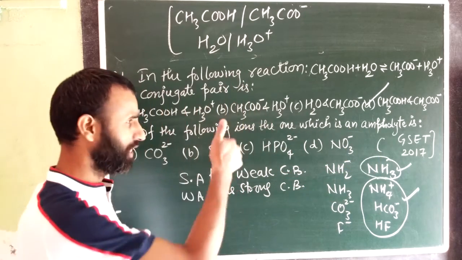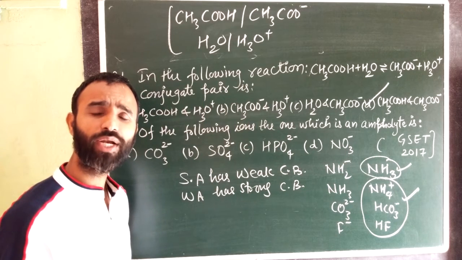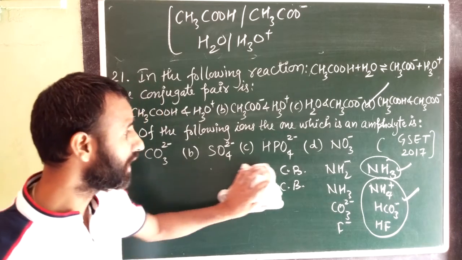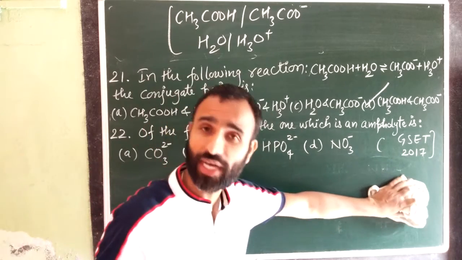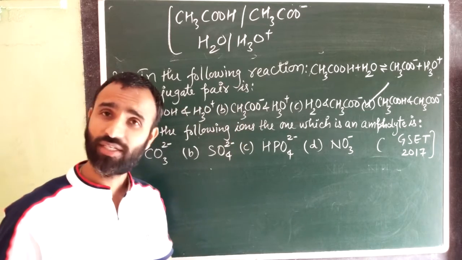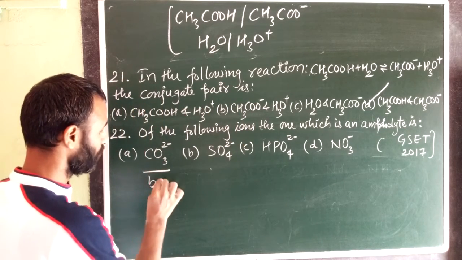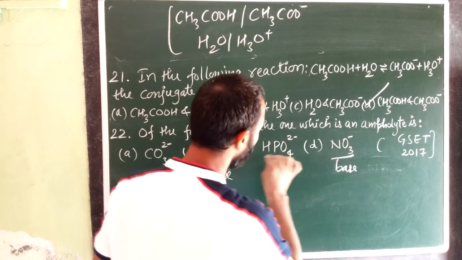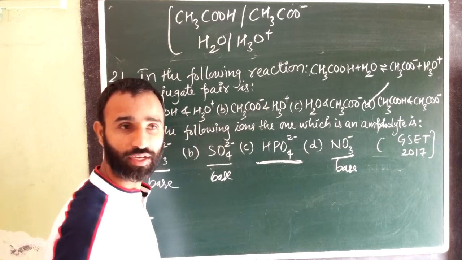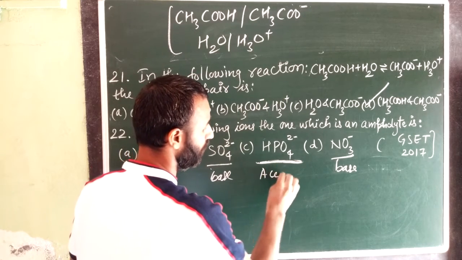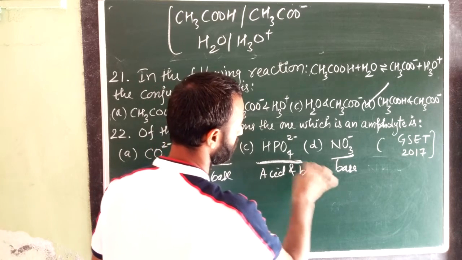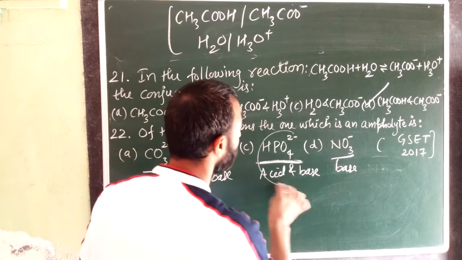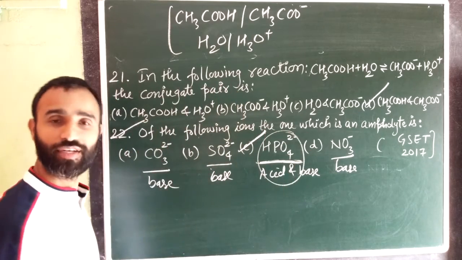Of the following ions, one which is an ampholyte. Now actually this term is misleading here. Ampholyte means which has acidic and basic group both in the same molecule. But here we consider it as the substance which is amphoteric, which can act as acid as well as base. So see, this can act as base only, but we have done it earlier. This can act as acid as well as base, because it can accept H plus, it can donate H plus. That's why it is ampholyte. Right? So just note down.